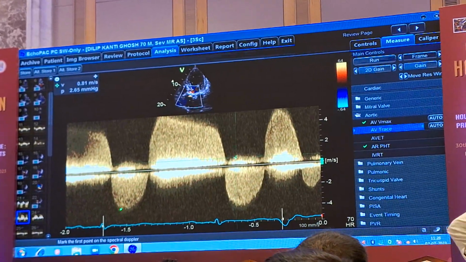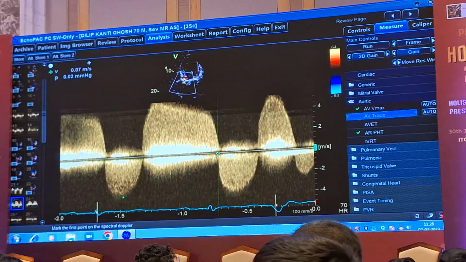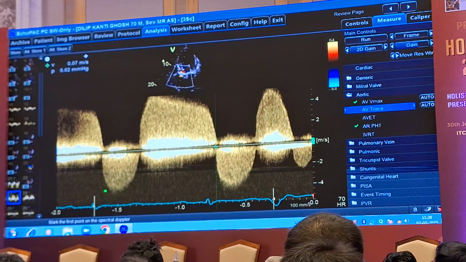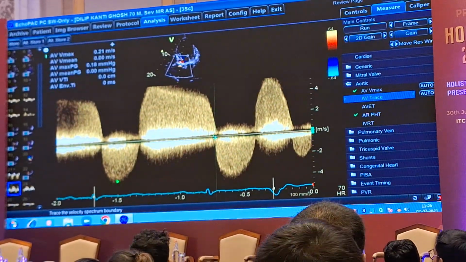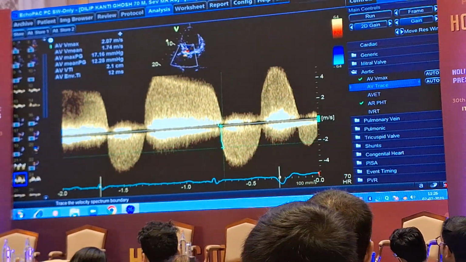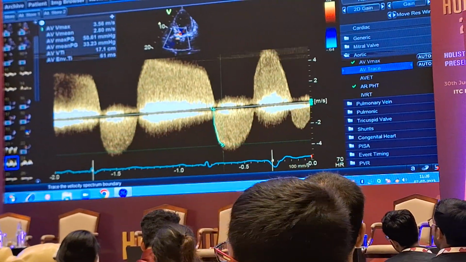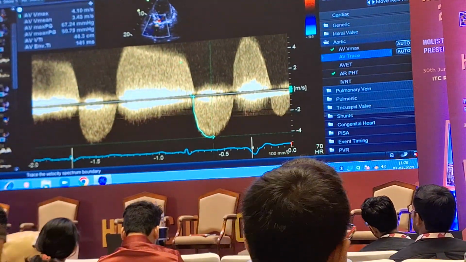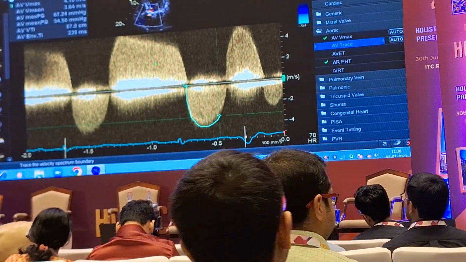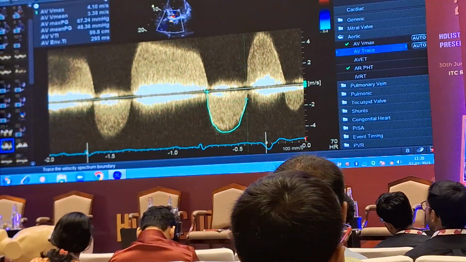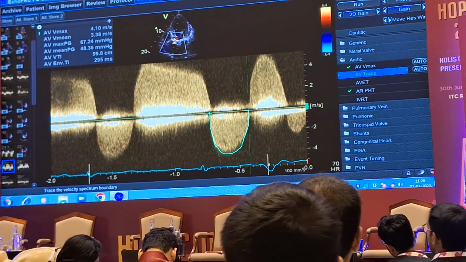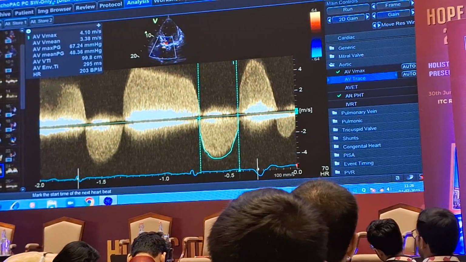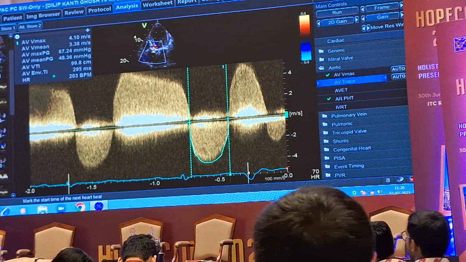Now if you want to trace for stenosis, before talking about stenosis, here we measure the gradient. Now I am tracing the aortic envelope. See, I am tracing the aortic envelope. How much is this? 67 and 48.